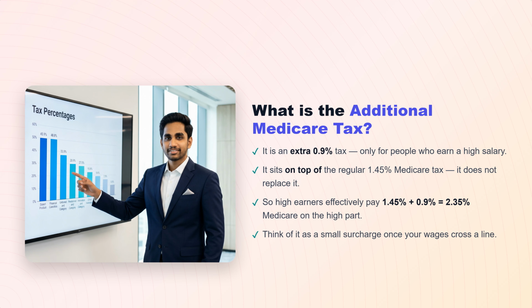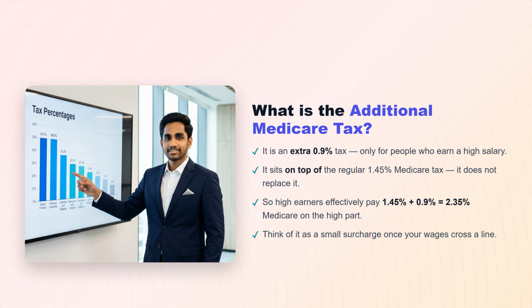So what is the additional Medicare tax? It's an extra 0.9% tax, and it only applies to people who earn a high salary. Here's the key. It sits on top of the regular 1.45% Medicare tax. It does not replace it.